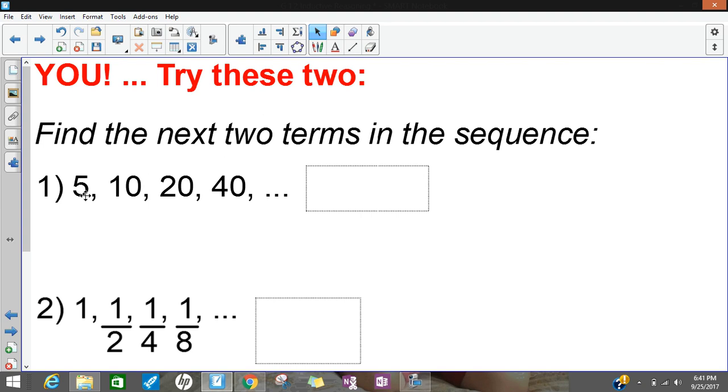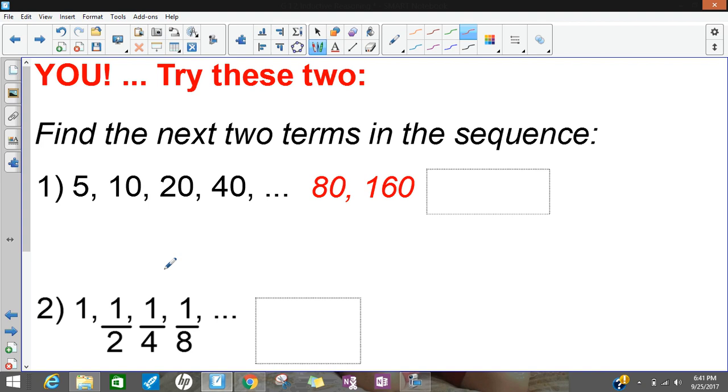So in the first one, it looks like if I take every term and I multiply it by 2, so 5 times 2 is 10, 10 times 2 is 20, 20 times 2 is 40, 40 times 2 is 80, times 2 again gives you 160. So these are the next 2 terms in the sequence.